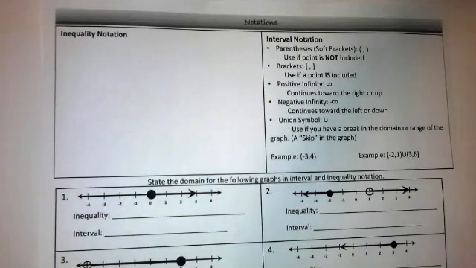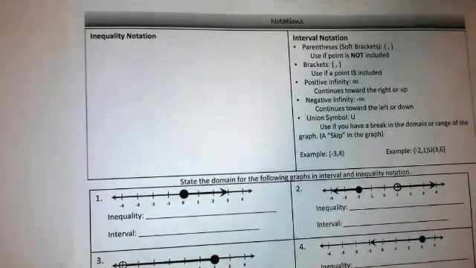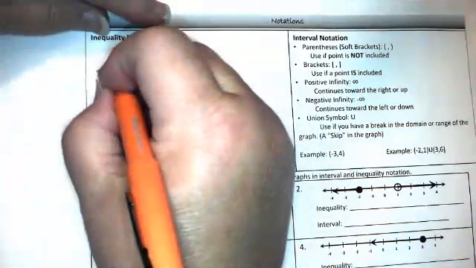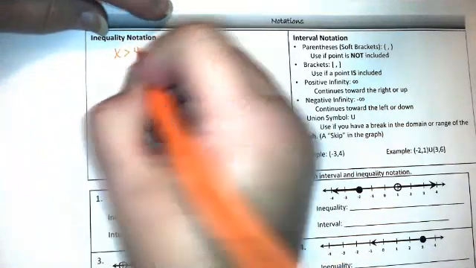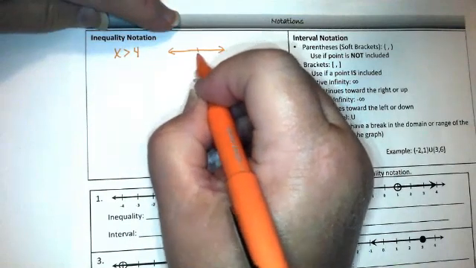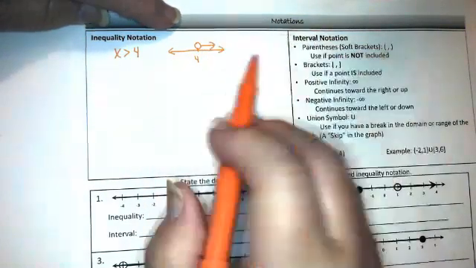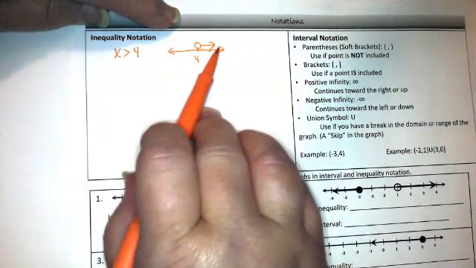Today we're talking about domain and range and the different notations we can write them in. Now, inequality notation is something you've seen before. So for example, we might say x is greater than 4. Well, what that means on our number line is there's an open circle on 4 and greater than 4 points to the right.